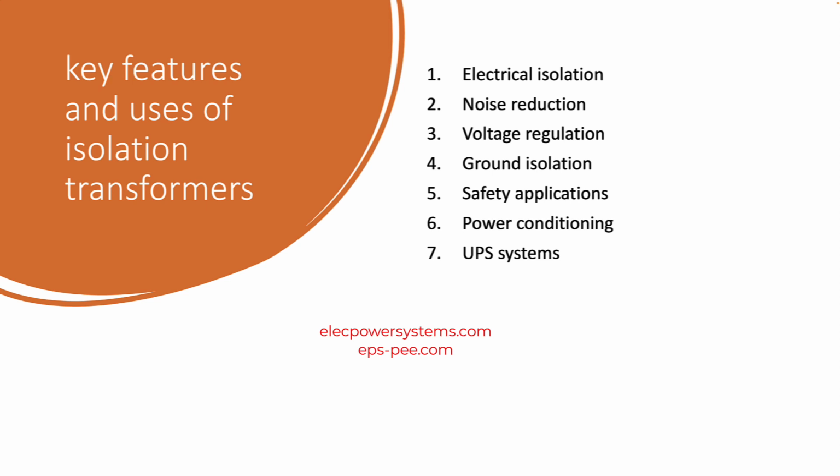UPS systems. Uninterruptible power supply, UPS, systems often incorporate isolation transformers to provide isolation and enhanced protection for critical loads. The isolation transformer can serve as an additional layer of defense against power disturbances and faults, ensuring uninterrupted power supply to the connected equipment. Isolation transformers are available in various power ratings and configurations to suit different applications. They are particularly valuable in situations where electrical isolation, noise reduction, voltage regulation, and enhanced safety are essential requirements.